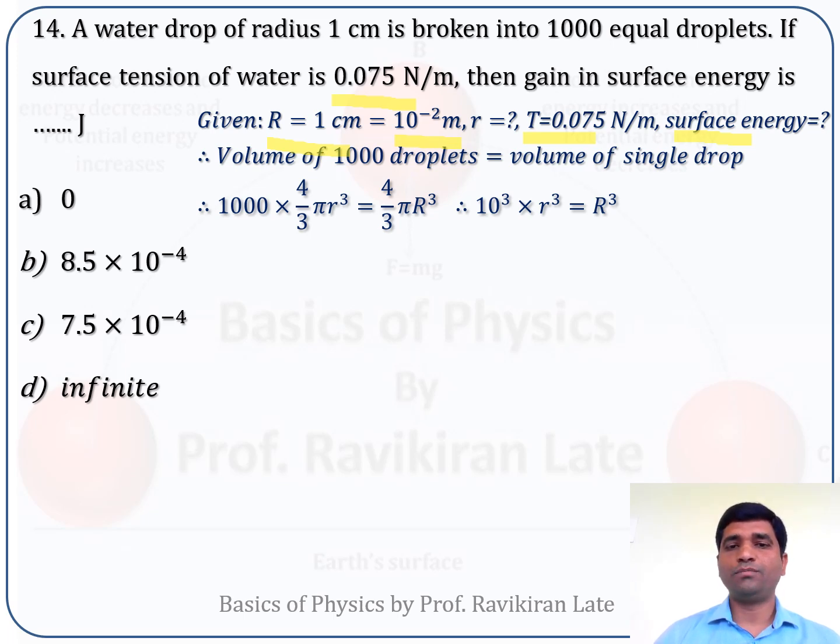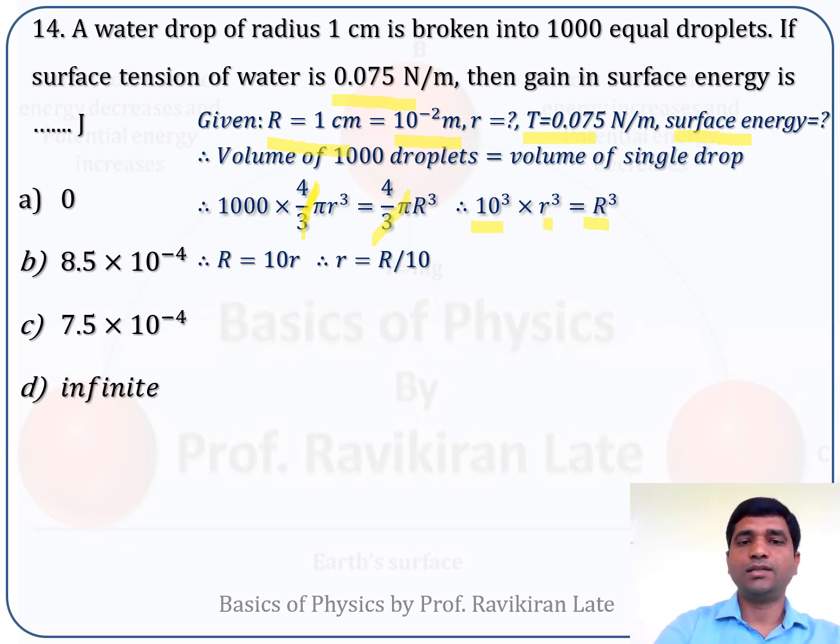So from this, 4 by 3 pi cancels from both sides. And 1000 I can write as 10 raised to 3. On this side I'll get r cube, and this is equal to R cube. Now if I take the cube root of this, 10 cube's cube root will be 10, and small r cube's cube root will be r, and capital R cube's cube root will be R.